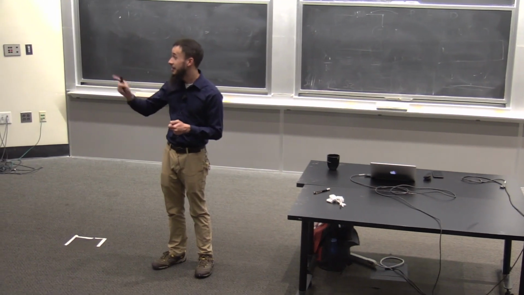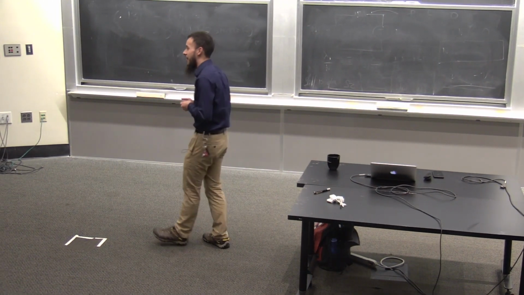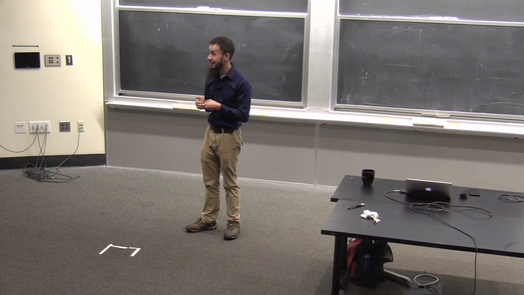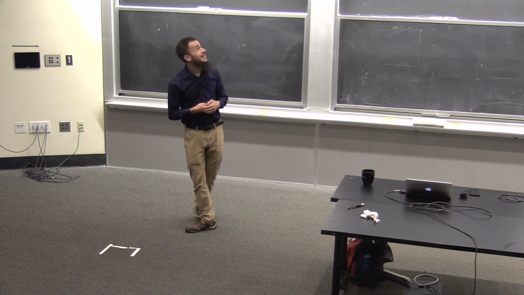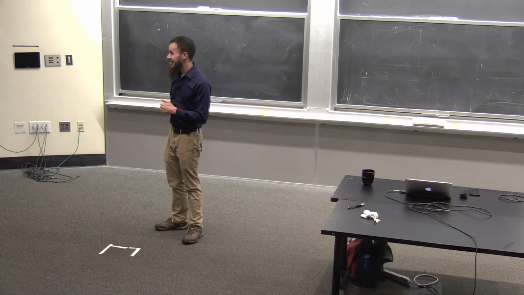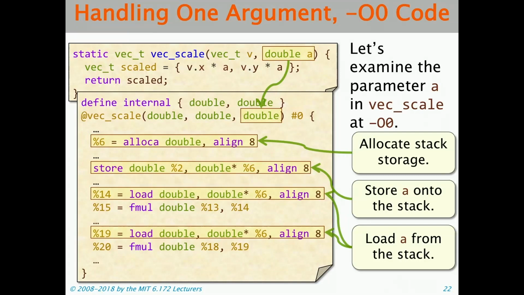In particular, what property of LLVM IR makes that really easy? There are infinite registers. And in fact, the argument is already in a register. It's already in the register %2, I recall. So we don't need to move it into a register. It's already there.